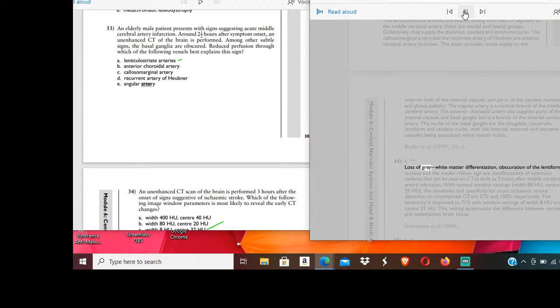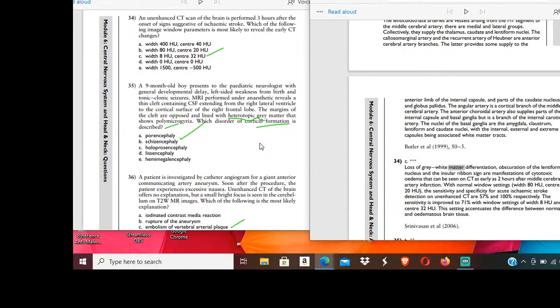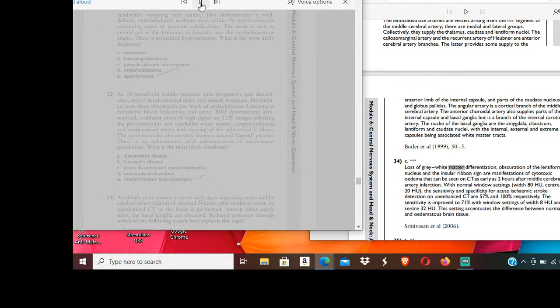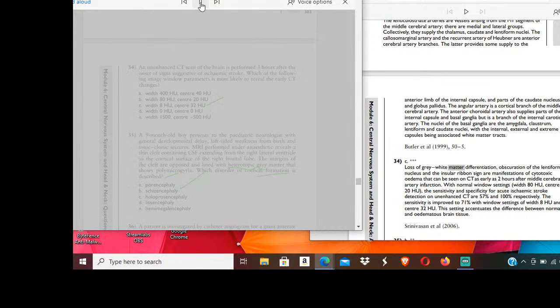C. Loss of gray-white matter. Module 6, Central Nervous System and Head and Neck Questions. 34. An unenhanced CT scan of the brain is performed 3 hours after the onset of signs suggestive of ischemic stroke. Which of the following image window parameters is most likely to reveal the early CT changes?